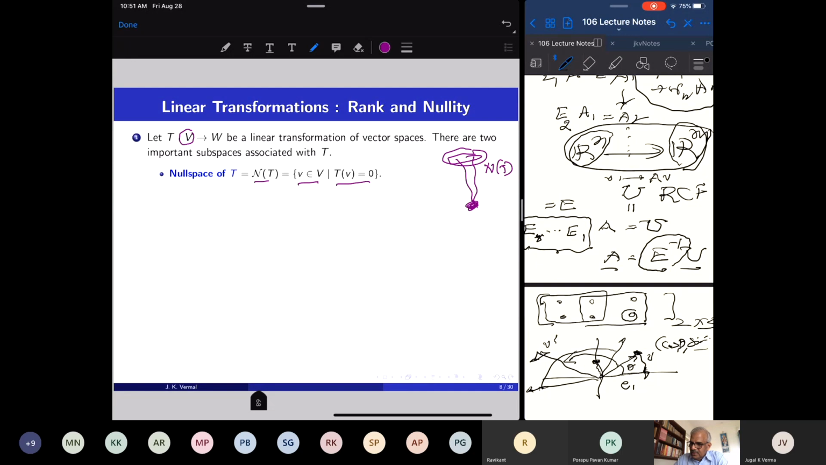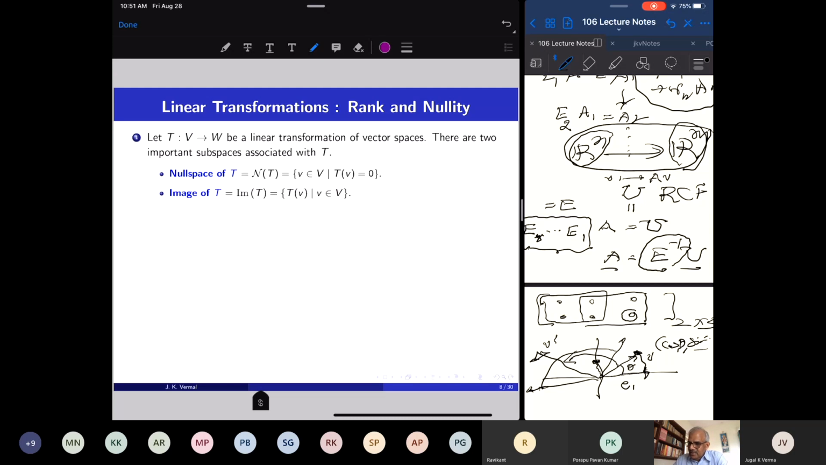because if I take 2 vectors which are mapped to 0, their linear combination is also going to be mapped to 0, because T is a linear transformation. So if V and W are in the null space of T, then T of alpha V plus beta W is equal to alpha TV plus beta TW, but TV is 0, TW is 0, so this is equal to 0. So this linear combination is again in the null space. So the null space of T is a subspace of V.